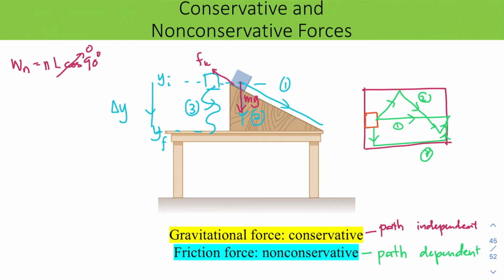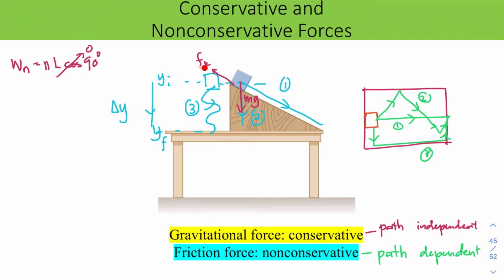Let me elaborate more. Take the work done by the weight. Let's say this object has displacement along path 1, or we can imagine that we take away this ramp and the block is falling down, taking path number 2, or moving by taking path number 3, falling down in this pattern. Regardless of whether it is path 1, 2 or 3, the y initial and y final, or delta y, is the same. So the work done due to the weight will be the same, no matter which path is taken by the block or the object.